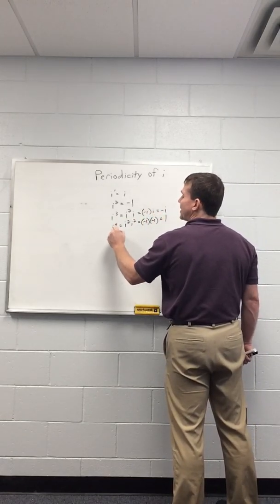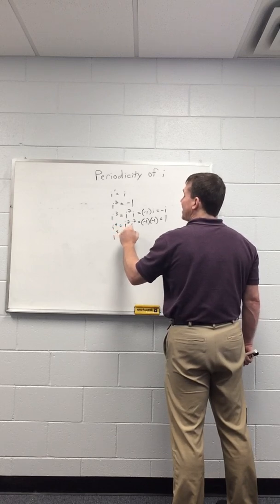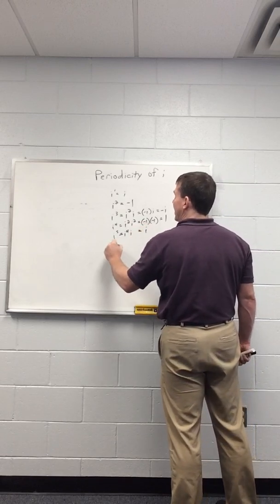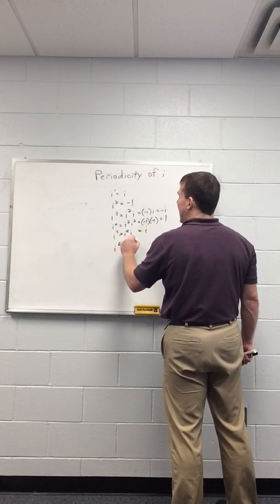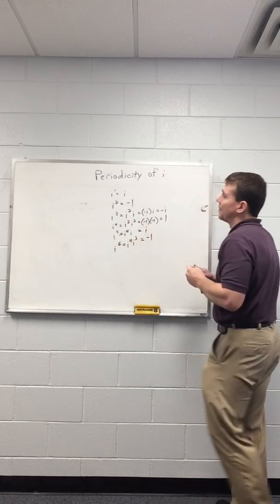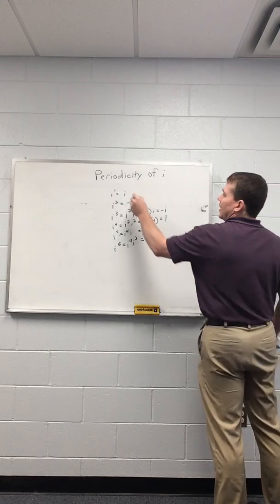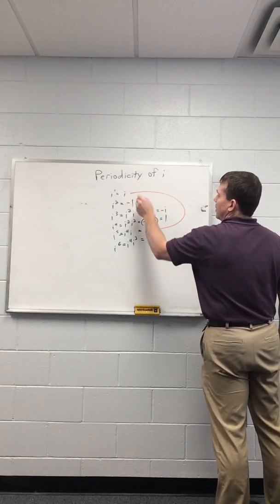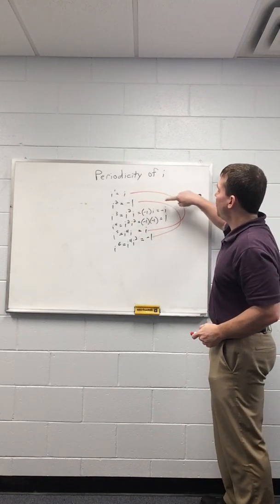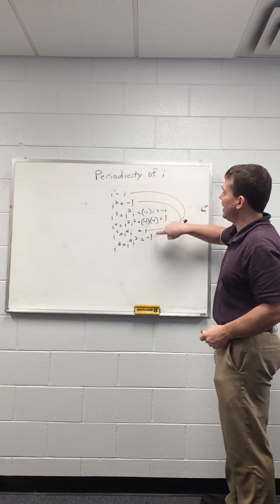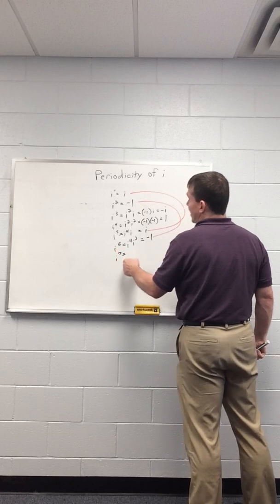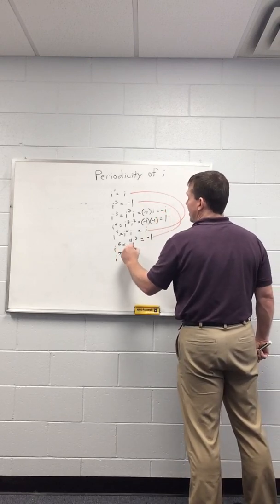Don't worry, we're going somewhere with this. i to the 5th is i to the 4th times i. Since i to the 4th is 1, it's 1 times i. i to the 6th is i to the 4th times i squared. i to the 4th is 1, so it's i squared, which is -1. And now if we look, we get i, -1, -i, 1, i, -1. And by a quick little bit of guessing, we can tell i to the 7th will be -i.